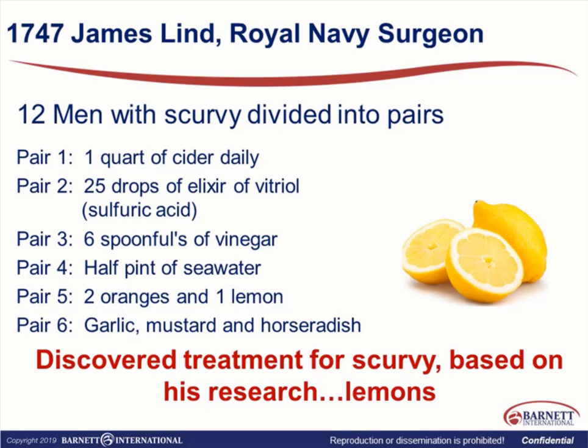Later we see that there was a gentleman by the name of James Lind. He is a Royal Navy surgeon, and he is credited in determining the best method to prevent scurvy. And he did this looking at his sailors, and he said, we have a problem here with scurvy, and I want to evaluate how to best treat this. So he had 12 men with scurvy, and he said, I'm going to divide you up into pairs, and here is the regimen that he assigned.